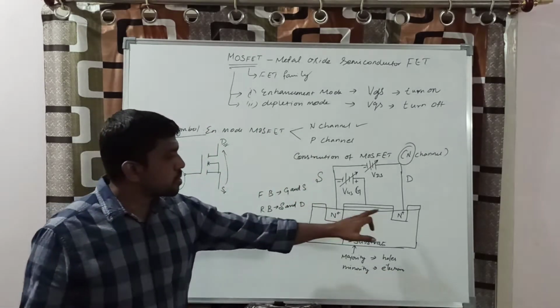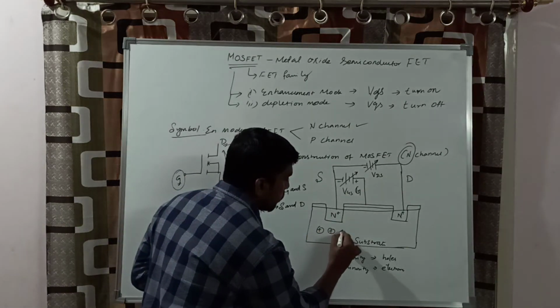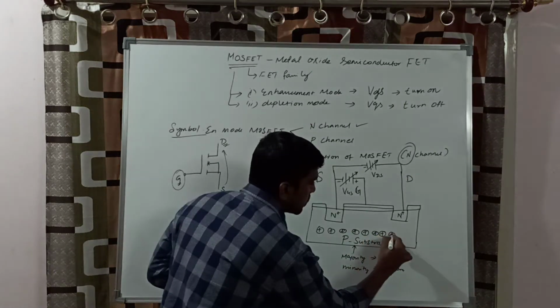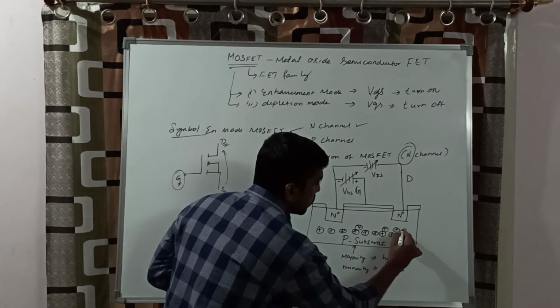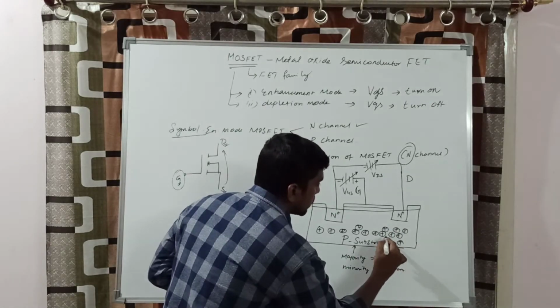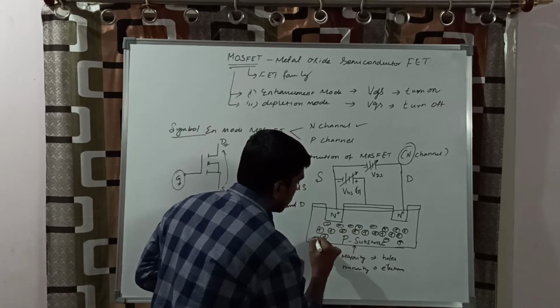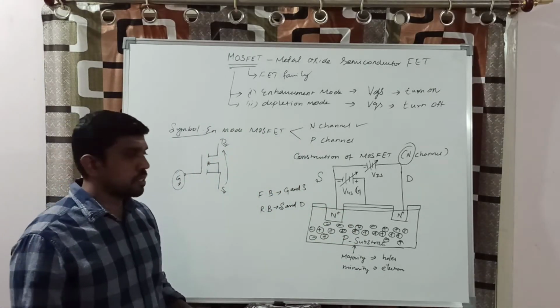Okay, so this place occupies combinations of holes and electrons. The plus and circle represent holes, minus and circle represent electrons. It's a basic structure of a P substrate.